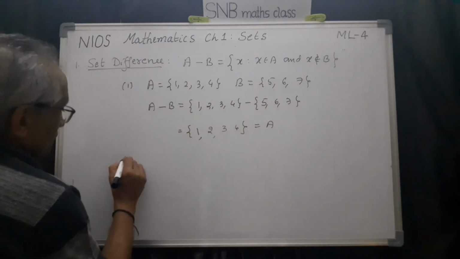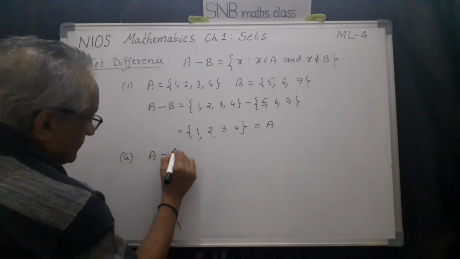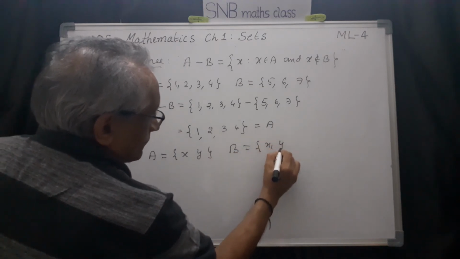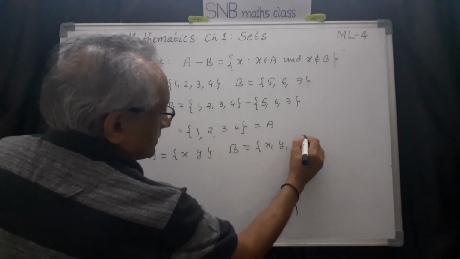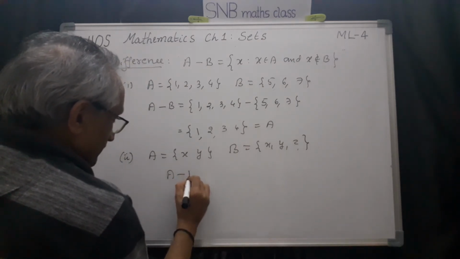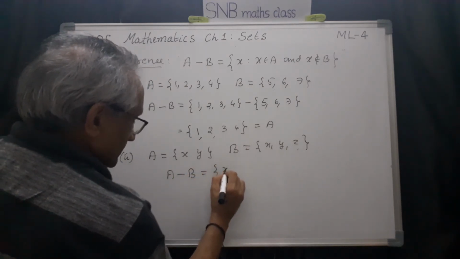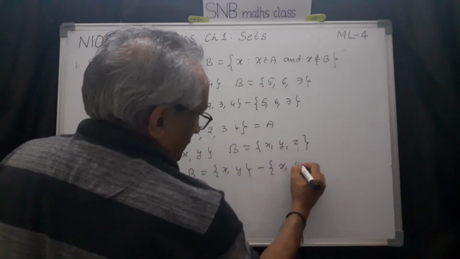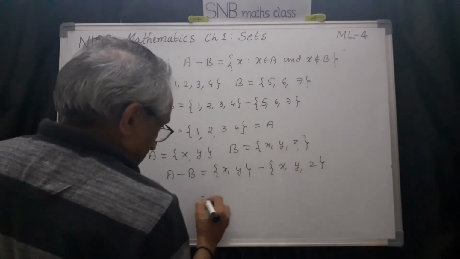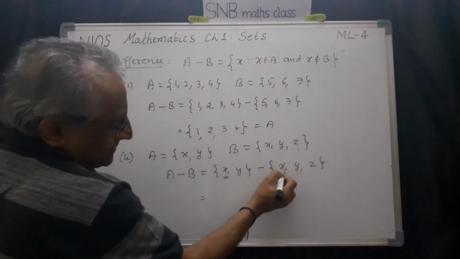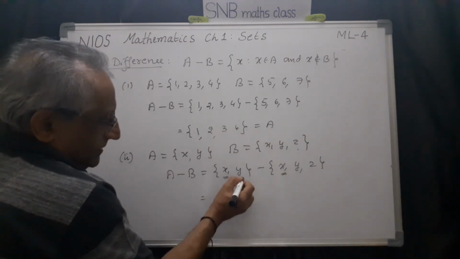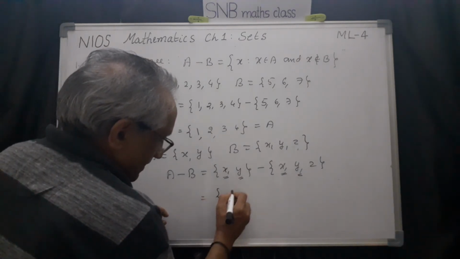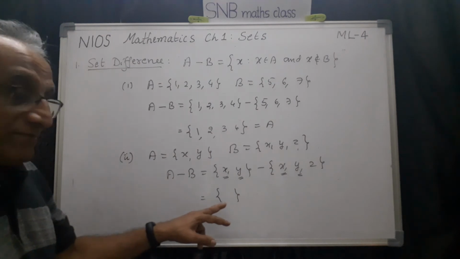Let us take a few more examples. Say A equal to {x, y}, B equal to, let us say, {x, y, z}, 3 elements. What is A difference B? So I have to write first {x, y}, then difference {x, y, z}. Now x is here also, I cannot write. y is here also, I cannot write. So no element is left out, so it is phi. Therefore A difference B can be phi also.